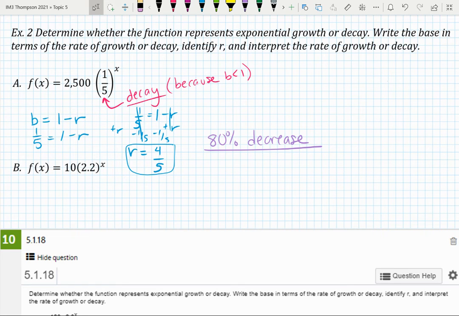Do it again, same process, just working through identifying. f of x is equal to 10 times, parentheses, 2.2 to the power of x. Identify whether this is an exponential growth or decay. 2.2 is greater than 1. That means it's an exponential growth.